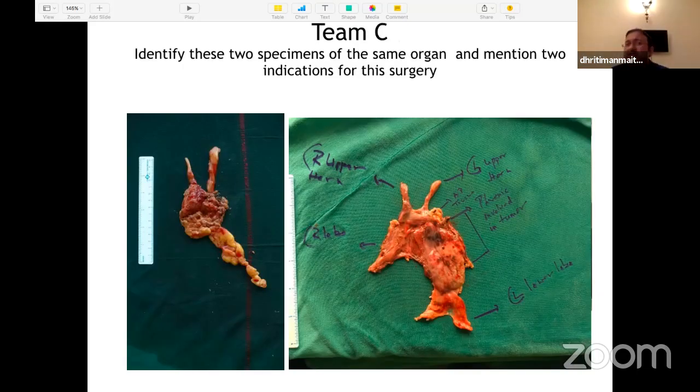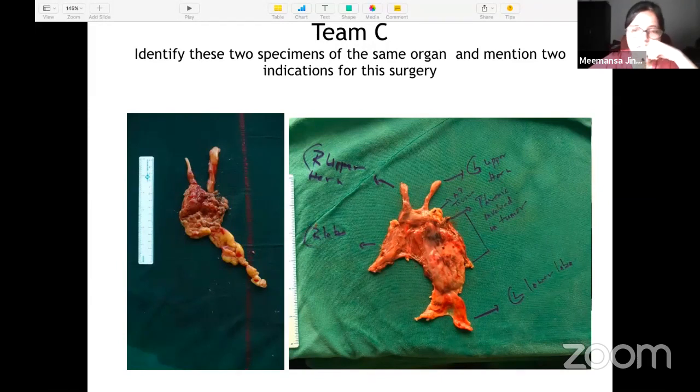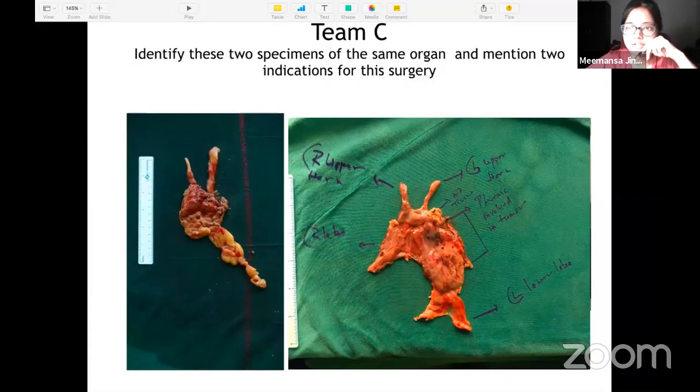Identify these 2 specimens of the same organ and mention any 1 or 2 indications for this surgery. You identify the organ from its anatomical appearance and whatever has been written on that sheet behind the specimen. So this is thyroid. So this is thyroidectomy. It's a post-thyroidectomy specimen, and 2 indications. It is done prophylactically in case of medullary thyroid carcinoma and as a therapeutic treatment in case of papillary thyroid carcinoma.